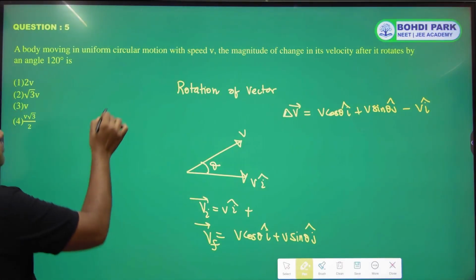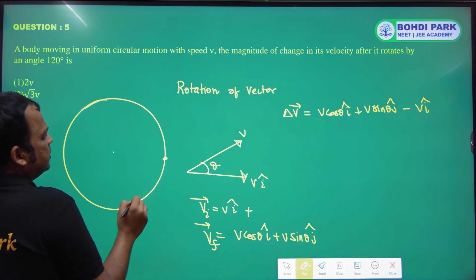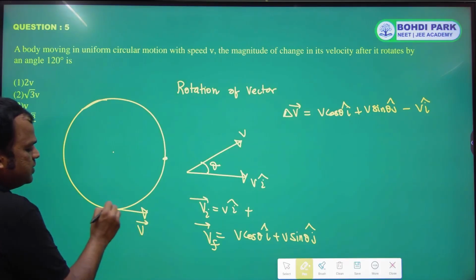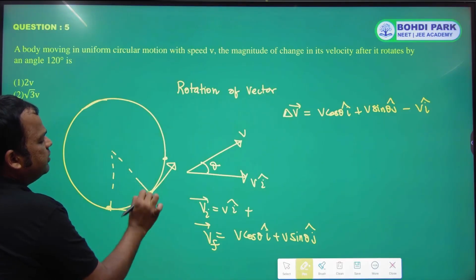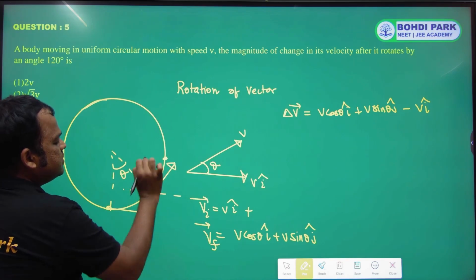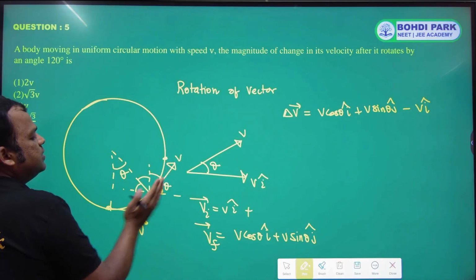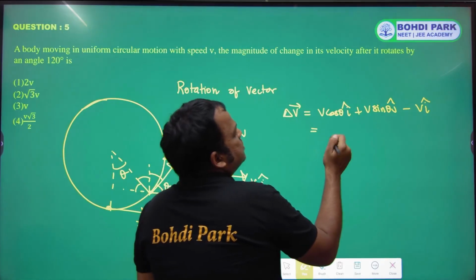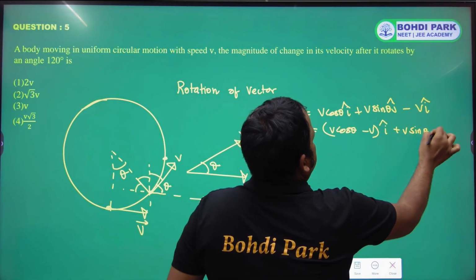So using the diagram also we can understand. Suppose this is the circle. So suppose this is initial velocity at this point, and after some time this is the velocity. So angle by which it is rotated is theta. So this is x-axis, y-axis, this is 90 minus theta, this is theta, 90 minus theta, and this is theta. So this is the final velocity, this is initial velocity. So this is the change in velocity. So this is v cos theta minus v into i cap plus v sin theta into j cap.